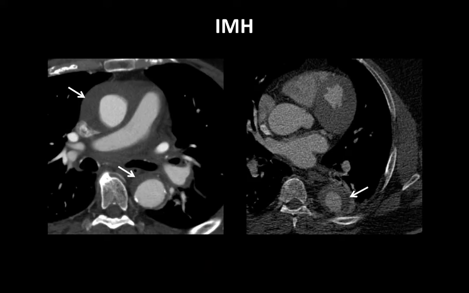So that brings me to the acute aortic syndromes that we're trying to diagnose. There are three main types of acute aortic syndrome. I kind of think of them as being on a spectrum. The first that I want to talk about is intramural hematoma.